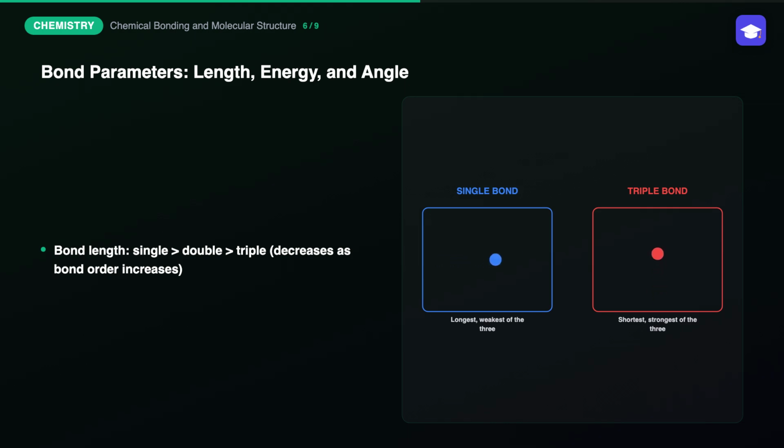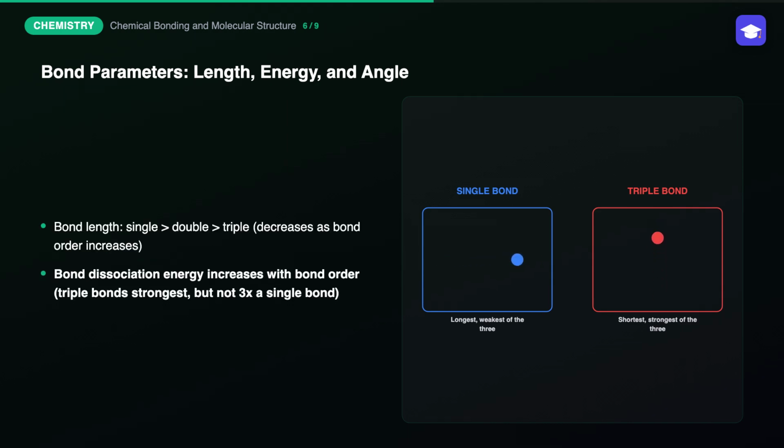A carbon-carbon single bond is longer than a double bond, which is longer still than a triple bond, since increasing shared electron density pulls the 2 nuclei progressively closer together. Bond length also decreases as the atoms involved get smaller. Moving across a period or up a group generally shortens bond length due to decreasing atomic radius.